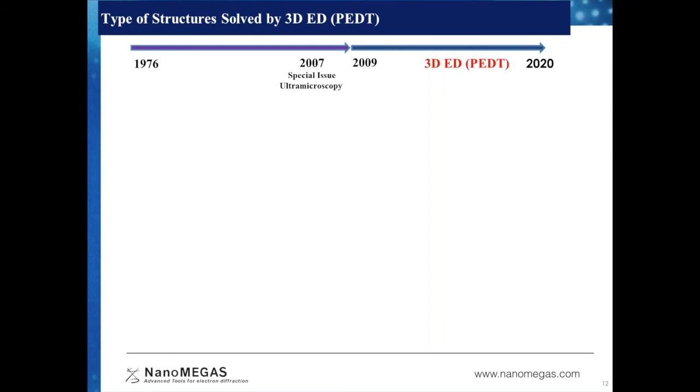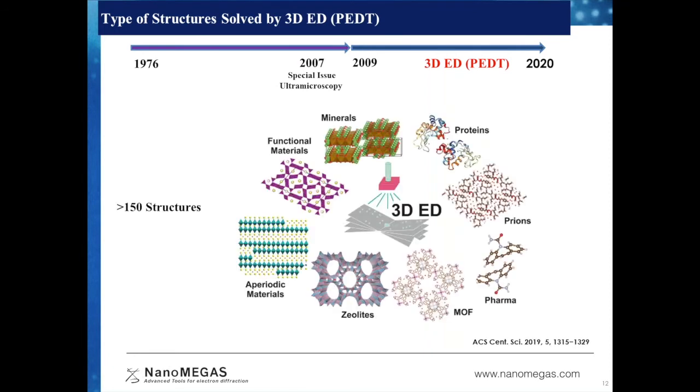But in 2007, there was a special issue on structure solution by electron diffraction, more precisely by precession electron diffraction. Then from 2009, there was a huge boom of solving structures with 3D electron diffraction combined with precession. In all these years, more than 150 structures have been solved. Also, from 2009 to 2020, different types of structures have been solved, as you can see here, and some of which I will present in the remaining part of my presentation.